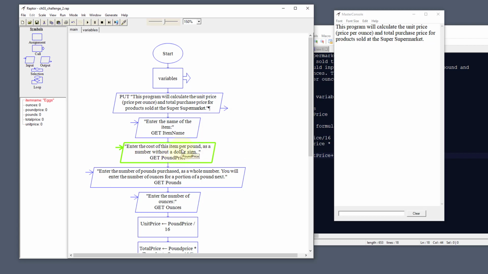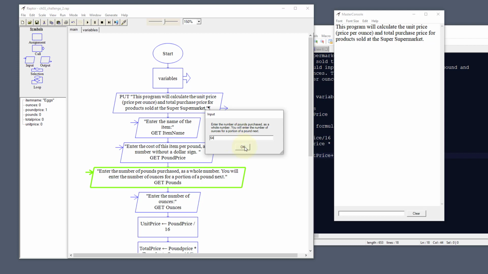And we're going to say enter the cost of the item per pound. And let's say that it's $1 per pound. In this case, we're not selling them by the dozen. We're going to sell them by the pound. And so we're going to say, let's say that they're $1 a pound. And enter the number of ounces purchased as a whole number. Enter the number of ounces, and let's just say we purchased 64 ounces of eggs.